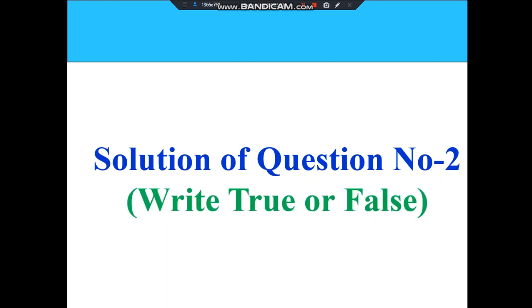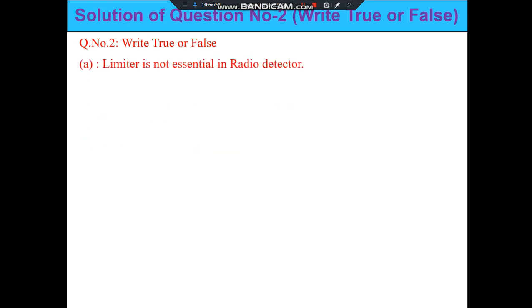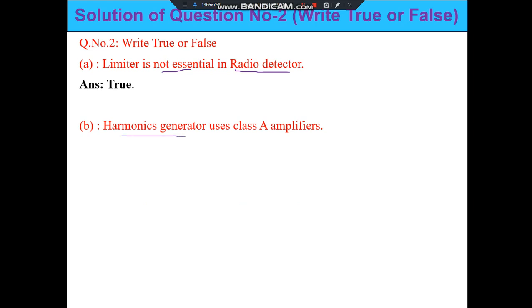Number 2, write true or false. Here, a limiter is not essential in a ratio detector. So yes, this statement is true. Harmonic generator uses dash class amplifier. This statement is false because a harmonic generator uses a class C amplifier.